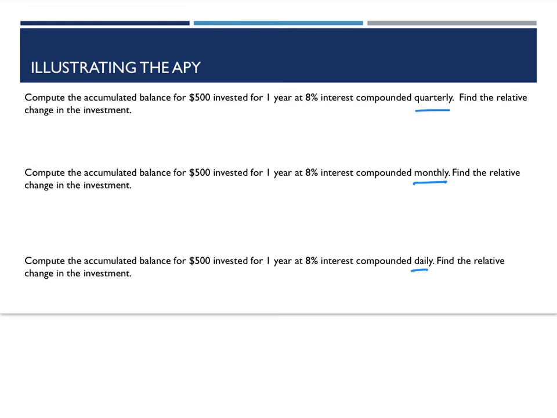So if we do these on the calculator and find the future value for quarterly, it should have turned out to be 541.22. The future value for monthly would have been 541.50. And daily would have been 541.64.